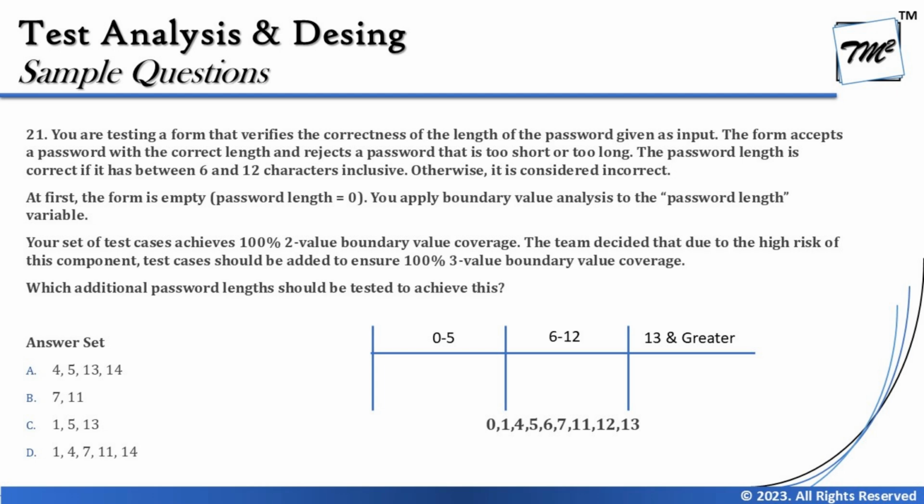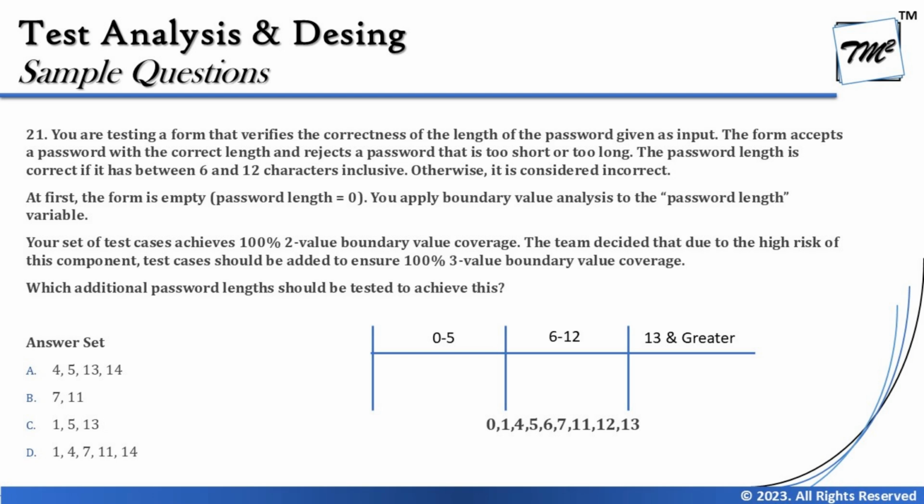Now, as per 2-point analysis, I would have -1 and 0, but again, -1 is not a valid criteria. So I would say 0 there. And then I would say 5, 6, 12, 13 as per 2-point analysis. So I've got these values already. Okay, that is 0, 5, 6, 12, 13, which are written on the table, are my 2-point analysis values. But they are asking, we want to make 3-point analysis. So what additional values do you need?